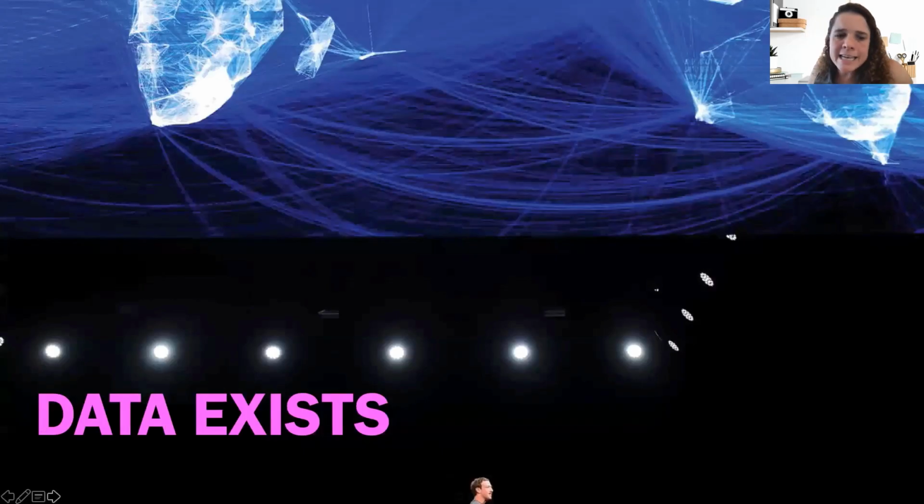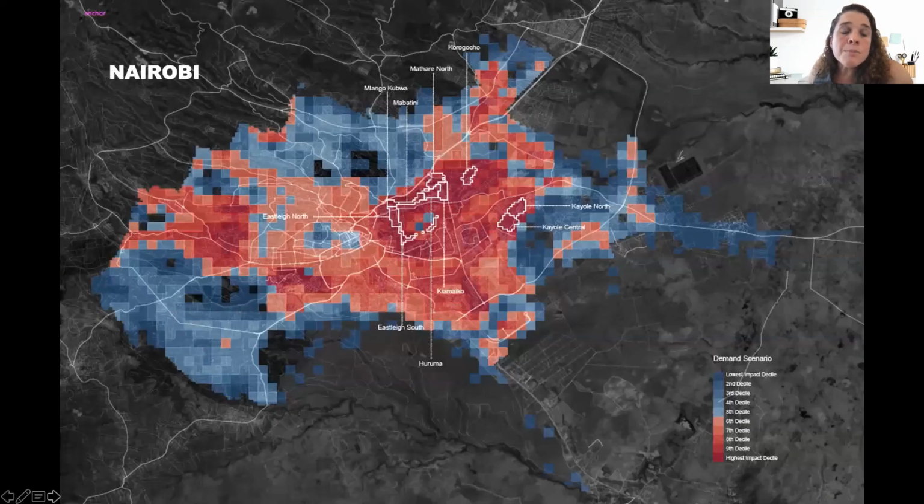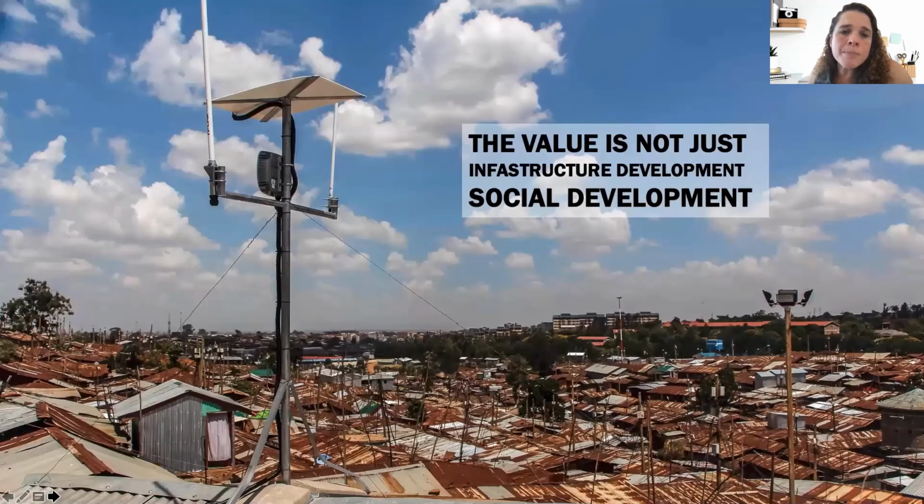But data exists. Facebook, Google, and cell phone companies have aggregated data available, and we wanted to talk about how we could use some of this data towards helping society. We worked on a project with Facebook that used this data set to identify areas with low amounts of internet use. Using those maps helped us target areas in which we could improve internet service.